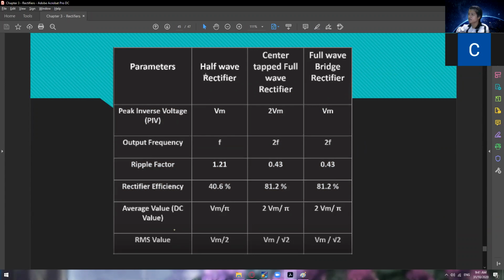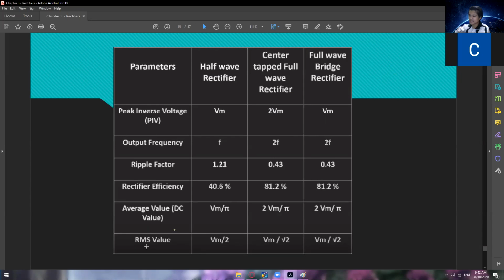Rectifier efficiency is actually a constant value. So 40.6% for the half wave, and then 81.2%, which is basically double the half wave rectifier. So in here, you're getting less than 50% of the efficiency of the half wave. It's still efficient, but half only. If you want a more efficient rectifier, you should use the center tap and the full wave bridge rectifier. And then in getting the VDC, the one that we discussed a while ago, Vm divided by pi for the half wave, and twice the Vm divided by pi for the center tap and the full wave rectifier.